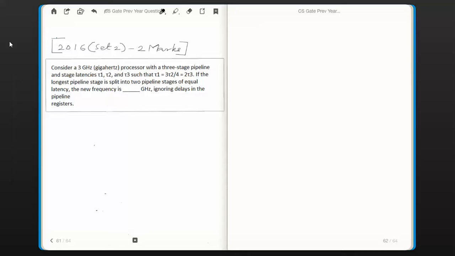Hi everyone. In this video session we are going to look into the next question in computer organization from the topic instruction pipelining. This question was asked in the year 2016 in set 2 for 2 marks.